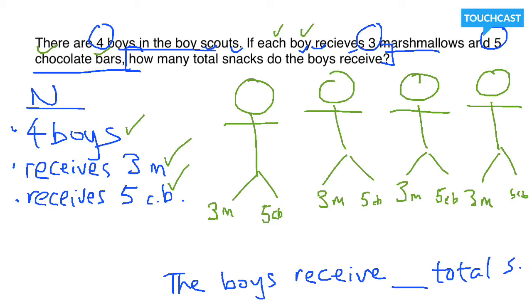So most of you probably figured out different ways to do this. What I'm going to do is I'm going to combine them. 3 and 5. 3 and 5 is 8. So this boy receives 8 snacks.